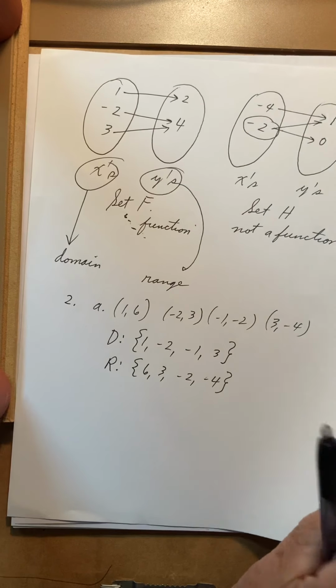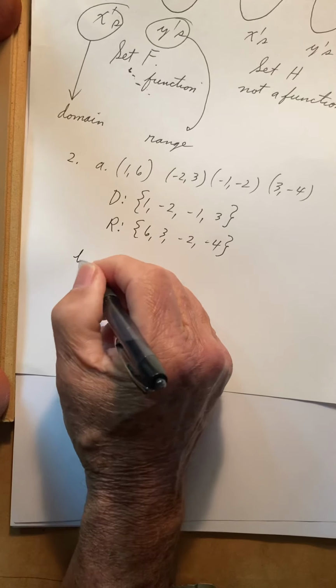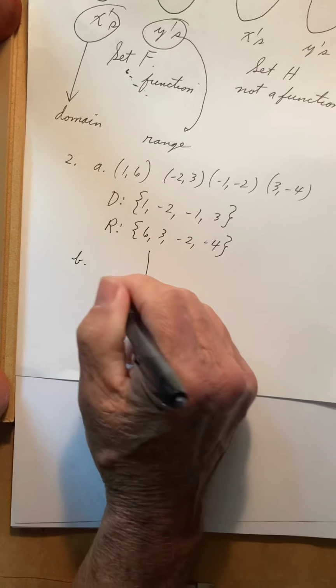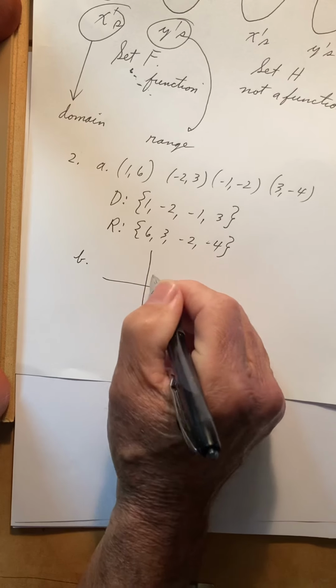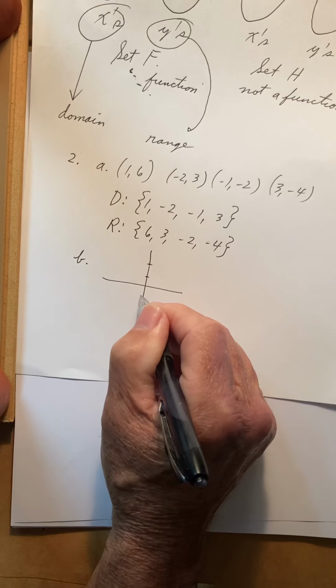On part B, we have a different situation where we have an oval-looking graph.